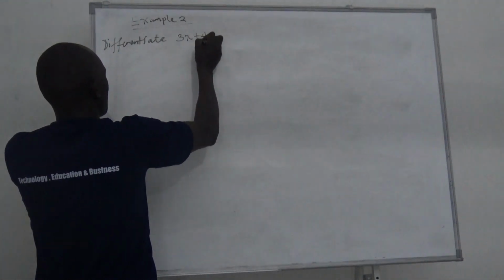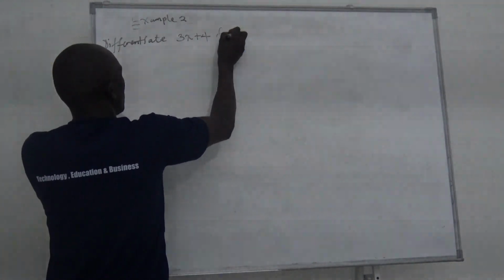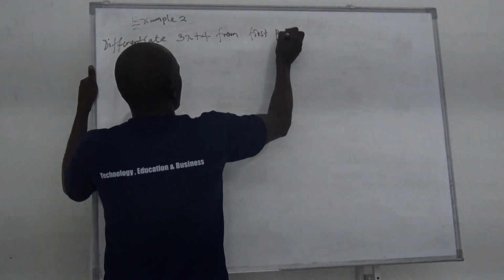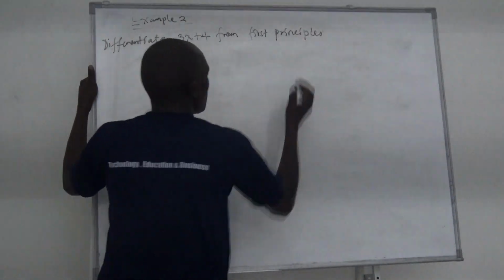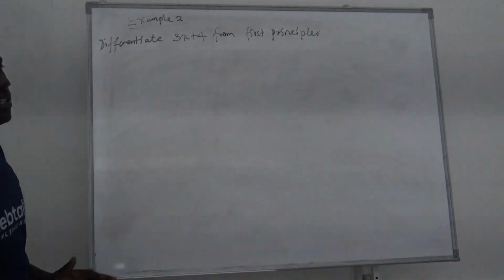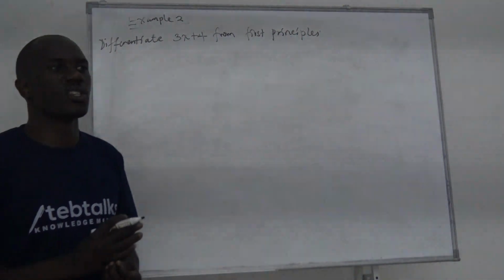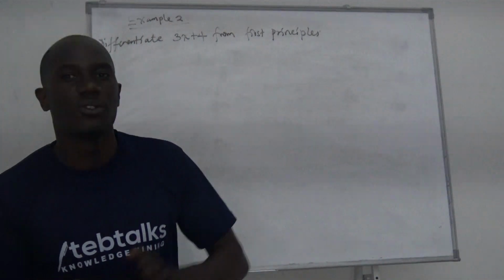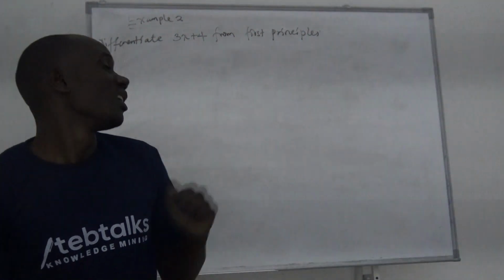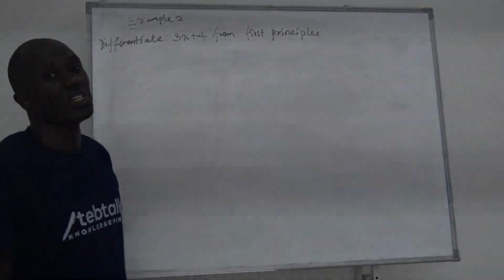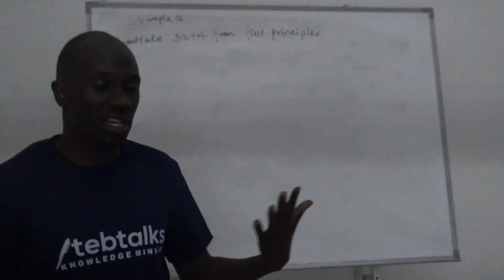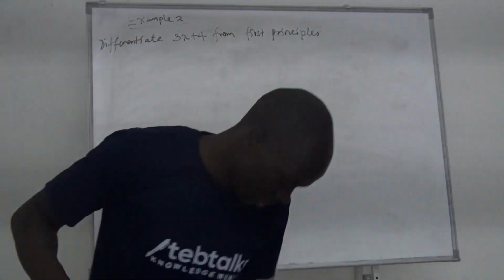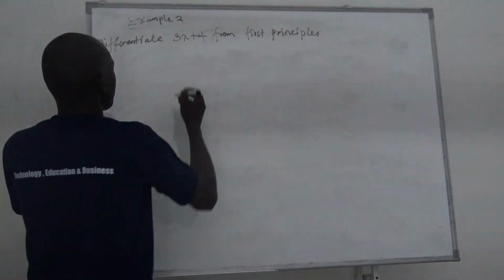3x plus 4 from first principles. So we want to differentiate that one from first principles. So bear in mind, we are using the process already given from the start, so that we can easily come out with it. I know if they say plus 4, when you differentiate 3x you get 3, differentiate 4 you get 0, the answer is going to be 3. But we want to do it from first principles. How do we do it?